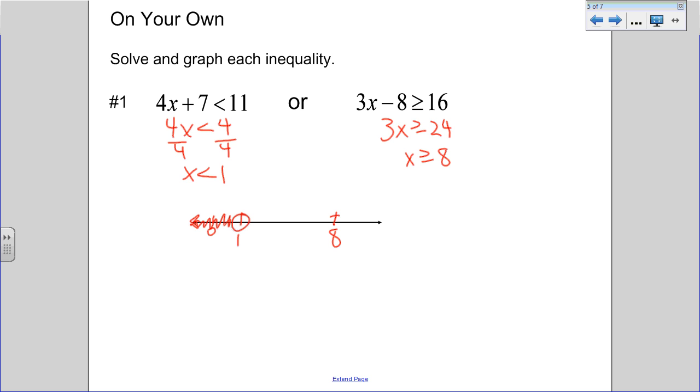Here, I want to fill in the circle at 8 because 8 is a true statement. 8 is greater than or equal to 8. And I shade all the numbers greater than 8, 9, 10, 11. So that's what our number 1 should look like. If you have all that correct, put a +1 next to it. If you didn't have that, -1. Or you didn't graph, -1.